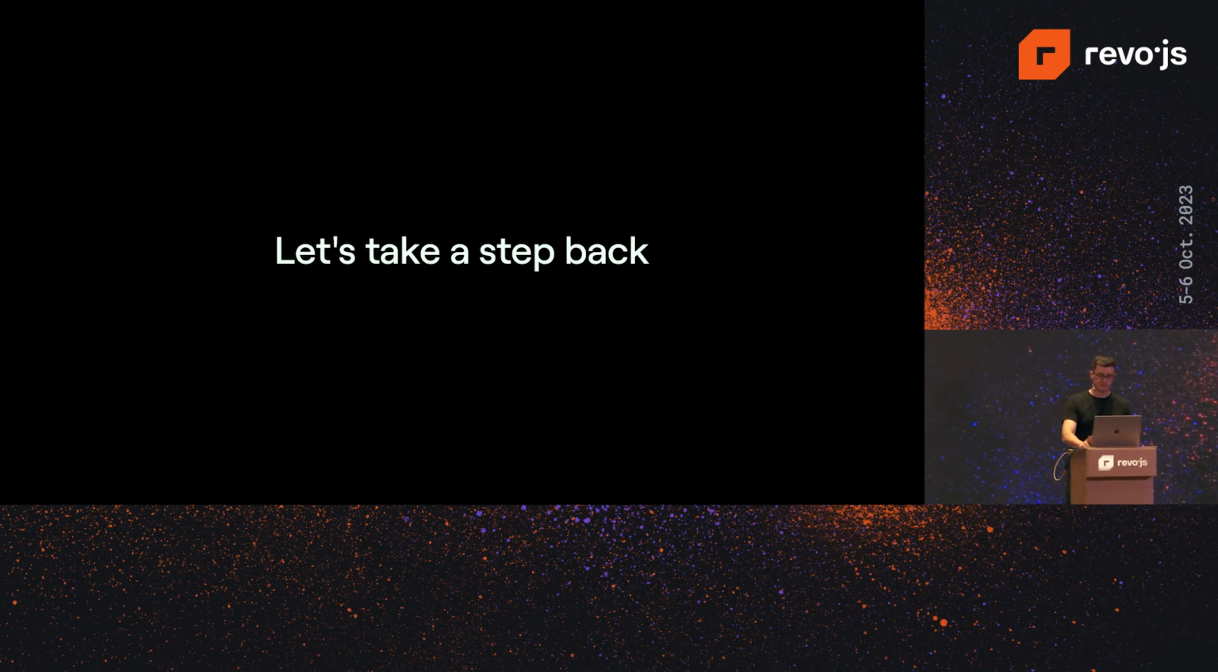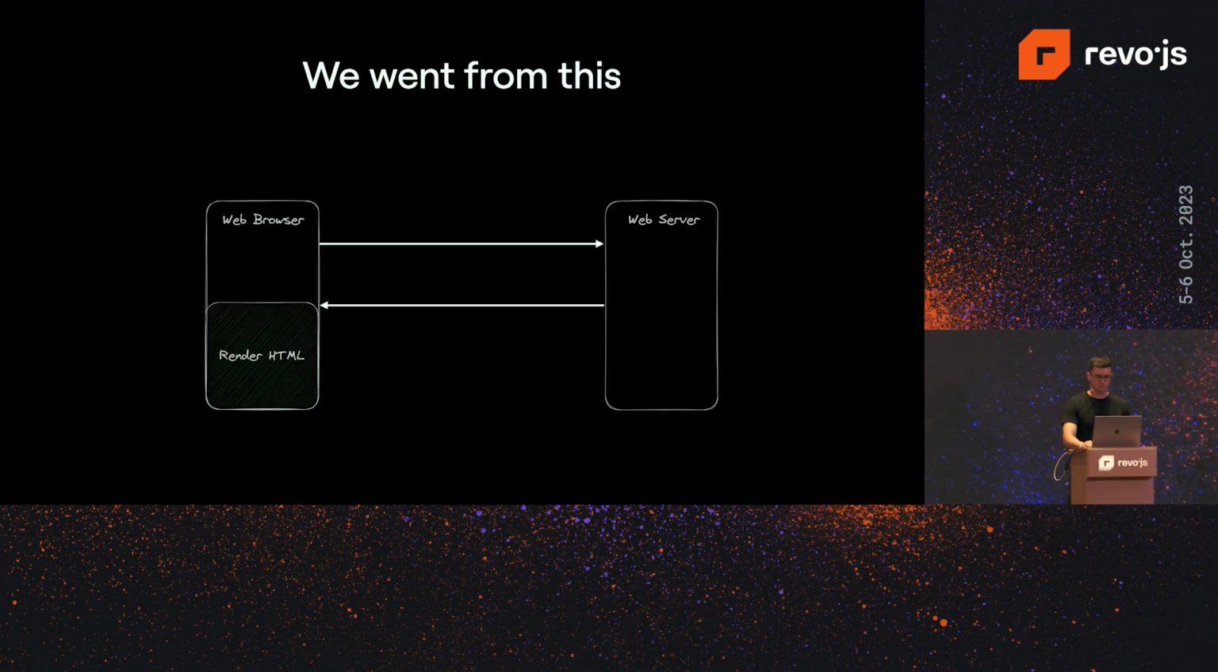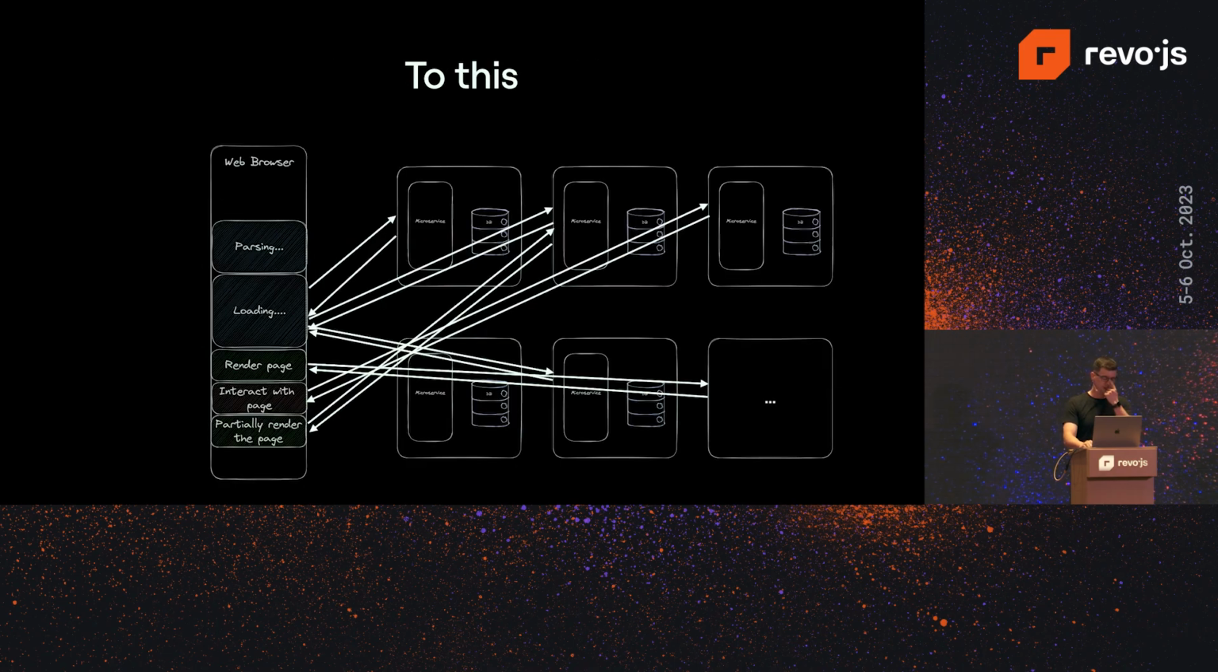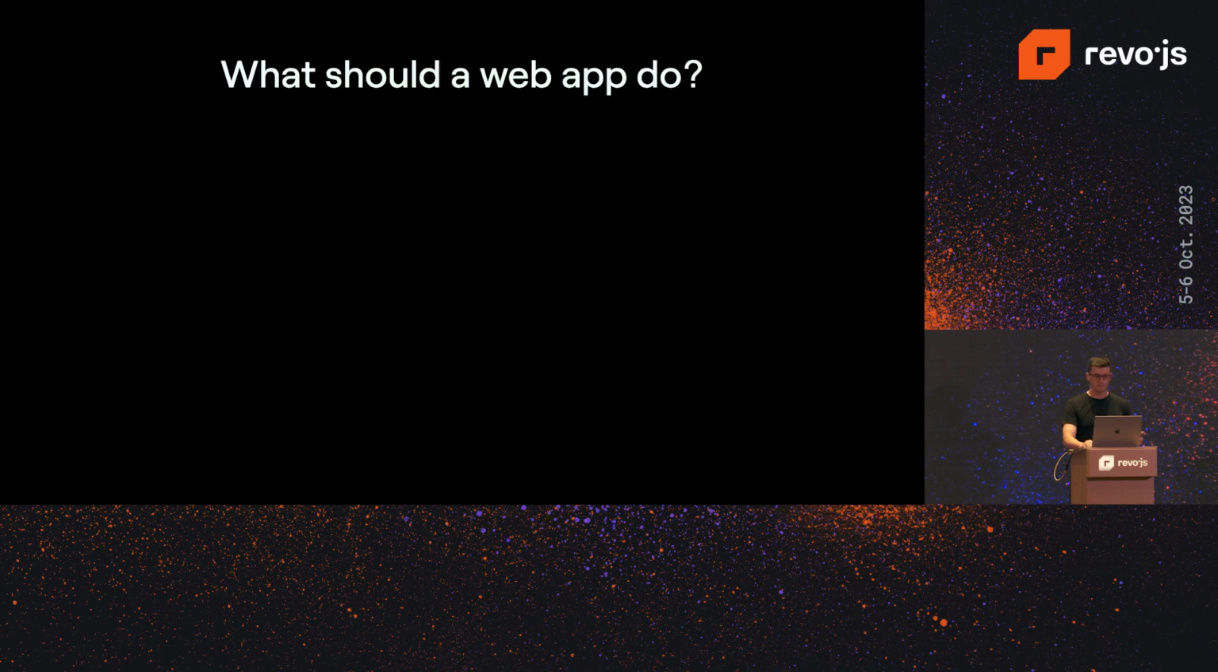Okay, let's take a step back. So we went from this, which was just making a request, getting back the HTML, and rendering a page, to this, or the GraphQL version. So we need to ask ourselves, what should the web app actually do?